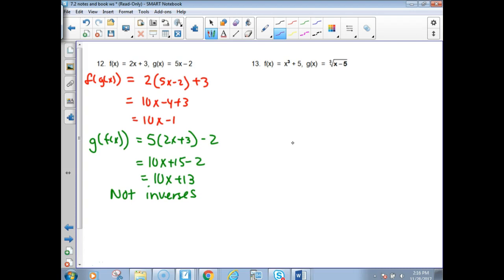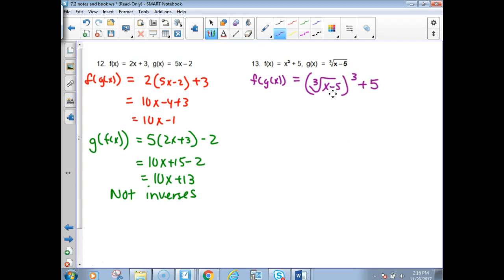Okay, I'm going to do one more. F of g of x. Let's see, put the g function into the f function, which cubes its input. Looks like these are going to be inverses. At least there's something about them that looks right.